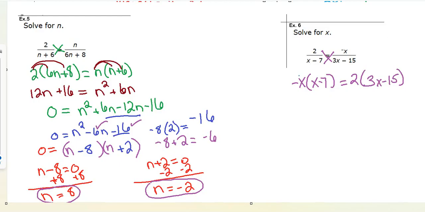Now I'm going to distribute. That's going to give me a negative x squared plus 7x equals, distribute, 6x minus 45.